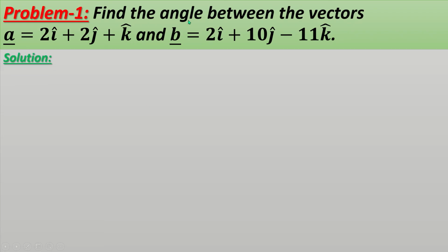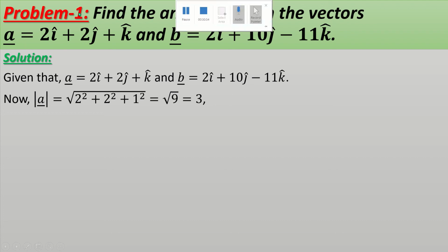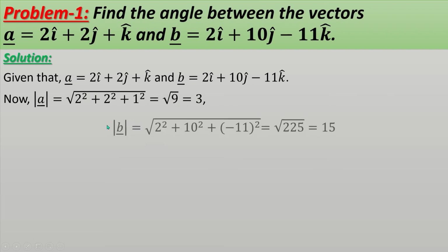Now problem: find the angle between the vectors A and B. Given condition, the absolute value of A, we know, is the square root of x square plus y square, but here we have to use 2 square plus 2 square plus 1 square. This is equal to square root of 9, which is equal to 3.